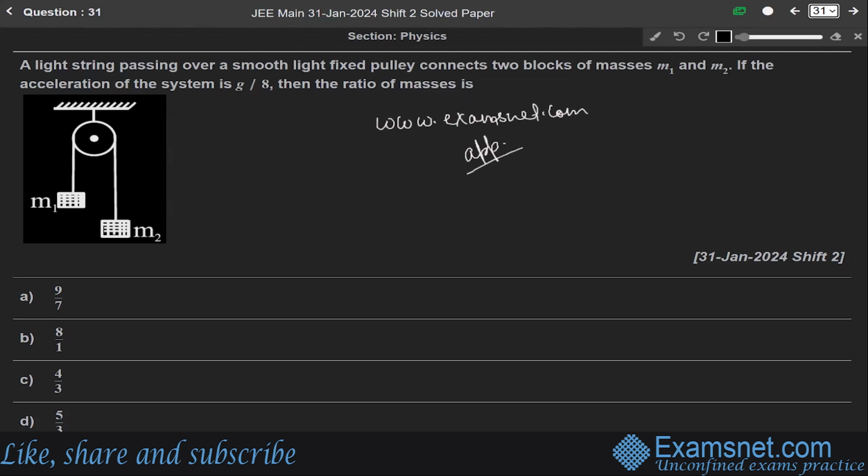Today, students, we will be solving the JEE 2024 31st Jan Shift 2 question paper. In this particular video, I'll be solving the physics part of the paper. So here we go, starting from the first question of the physics part, that is question number 31. A light string passing over a smooth light fixed pulley connects two blocks of masses m1 and m2. If the acceleration of the system is given as g by 8, then the ratio of the masses is. This question is from the chapter of kinematics.